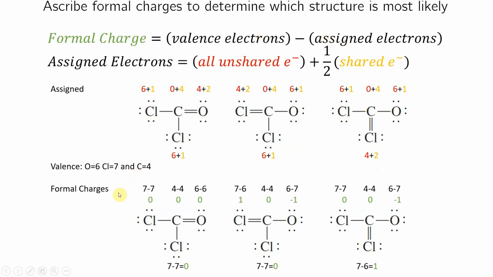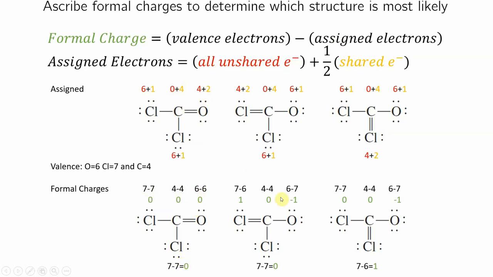Let's do that. Okay. So here, valence electrons for chlorine is 7. We calculated this to be 7. I subtract, and that's a 0. Here I have 4. Carbon has 4 valence electrons, and it has 4 assigned electrons. I subtract them, and I get 0. Okay. This one has 6. This oxygen has 6 assigned electrons, and it is also 6 valence electrons. So I subtract them, and it is also 0. This is the same, so it's 0.